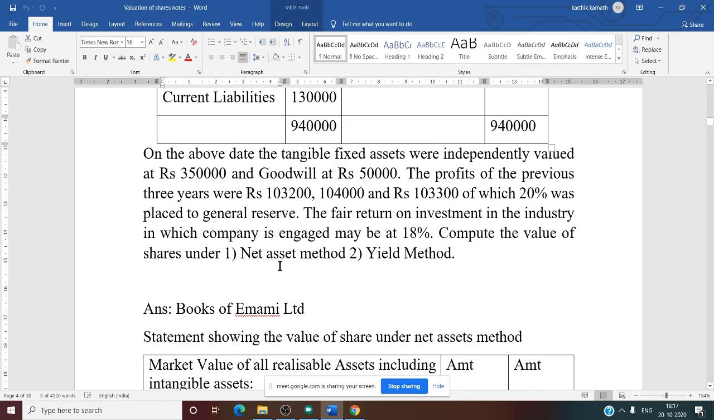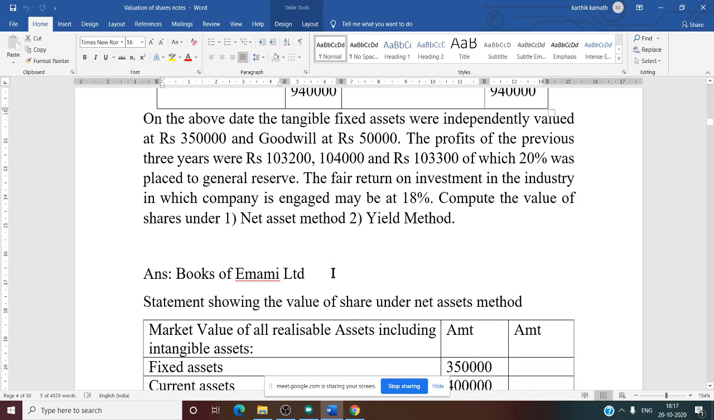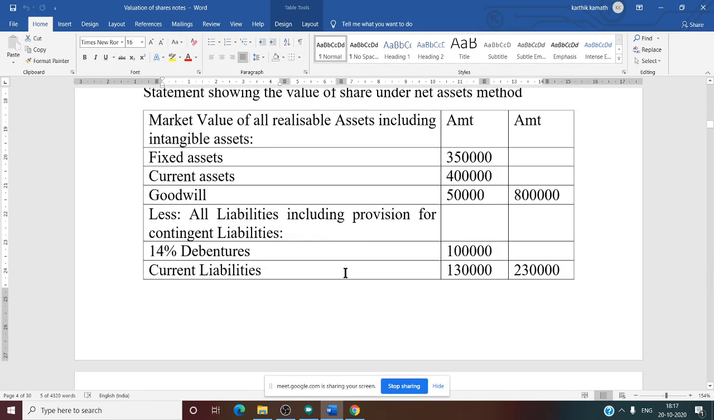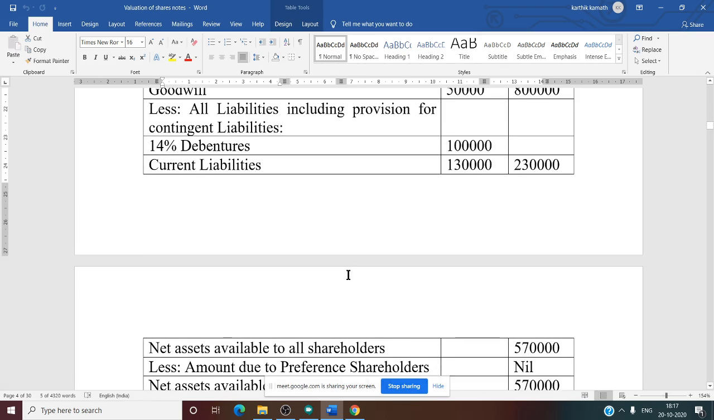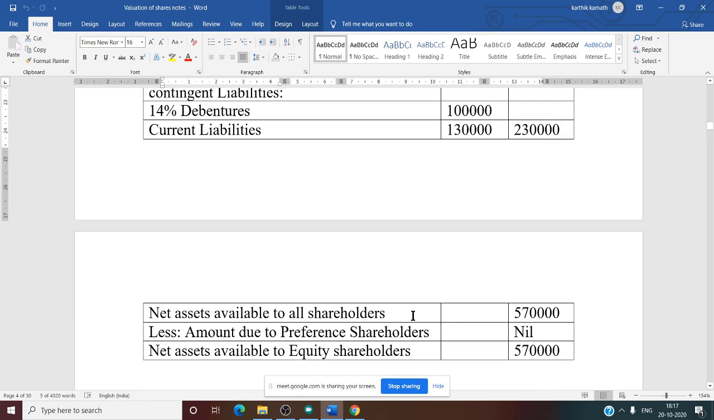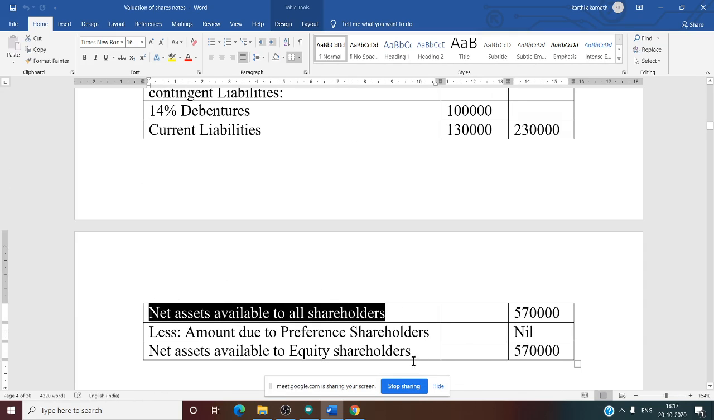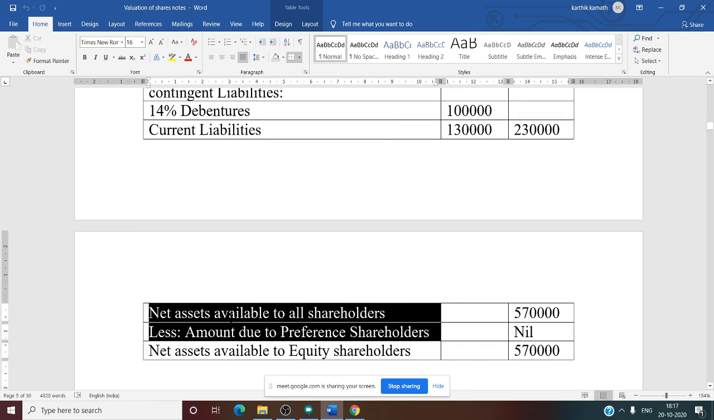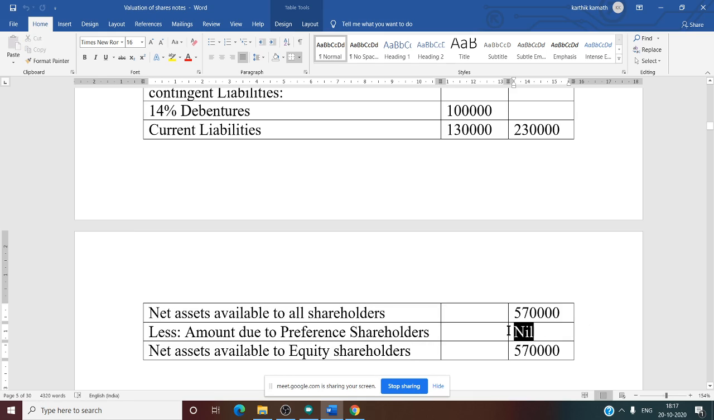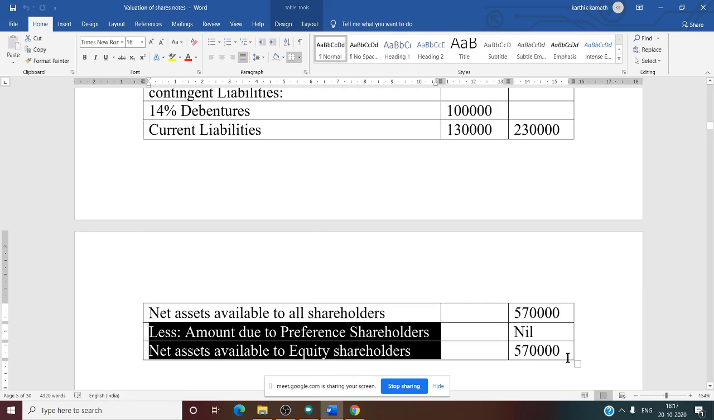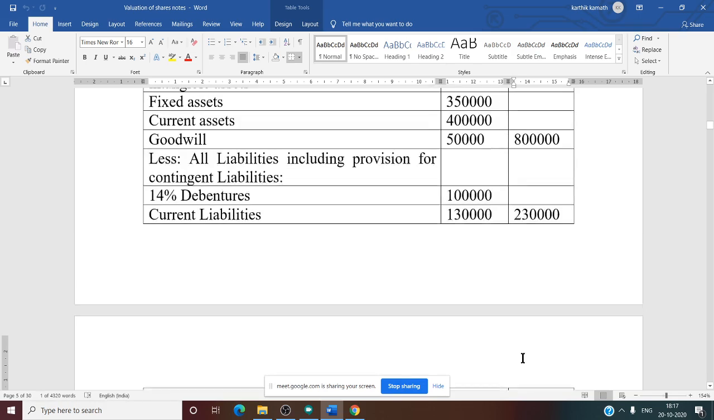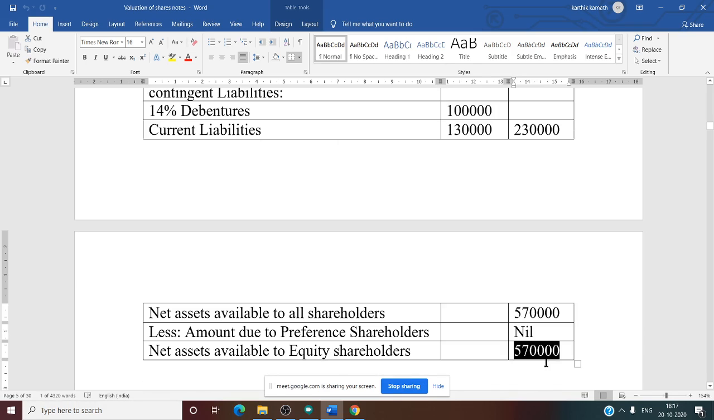If there are arrears of dividend, that means any dividend is not paid for certain years, you need to write that. Then if the preference shares are redeemed at premium, that you need to write too. That means you need to deduct these from the net asset available to all shareholders. But in this question, they have not given it, that is why we have taken it as nil, zero. So finally we get the net asset available to equity shareholders, that is 5,70,000. This is our format of the net asset method.